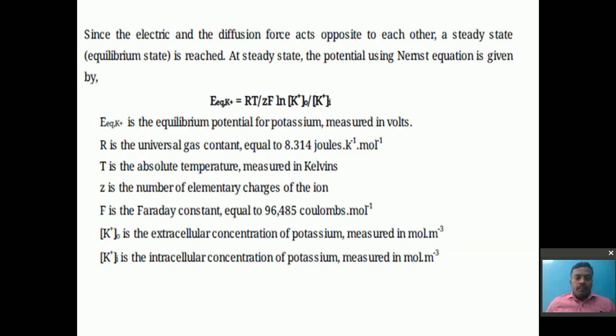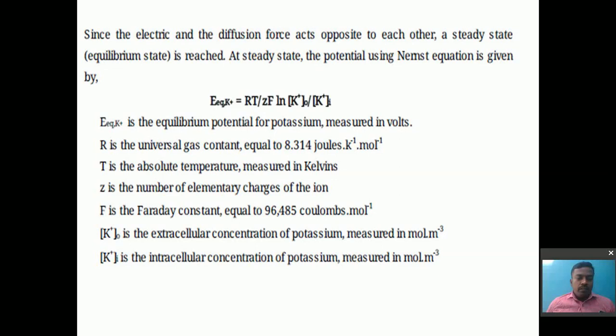Okay, logarithm of K star divided by K minus plus divided by K divided by K plus. Actually, the description is given below the equation. R is the universal gas constant, equal to 8.314 joule. T is the absolute temperature measured in Kelvin.